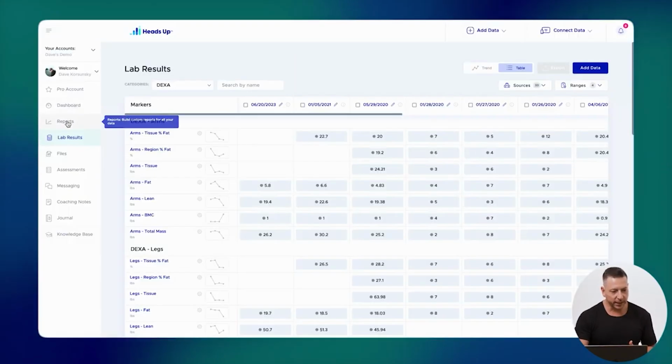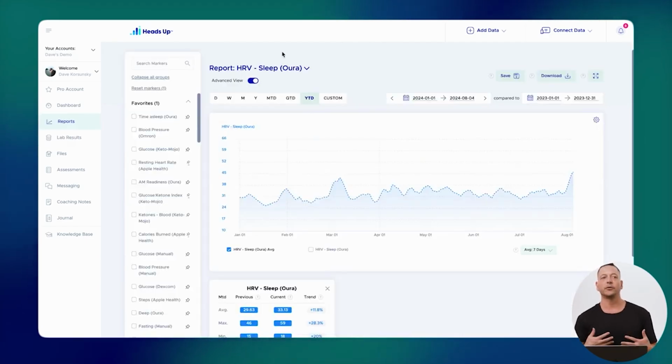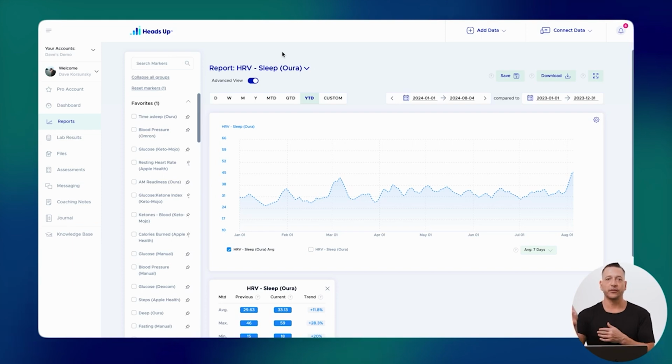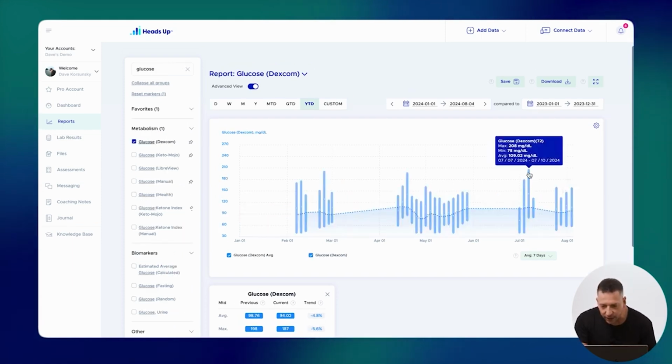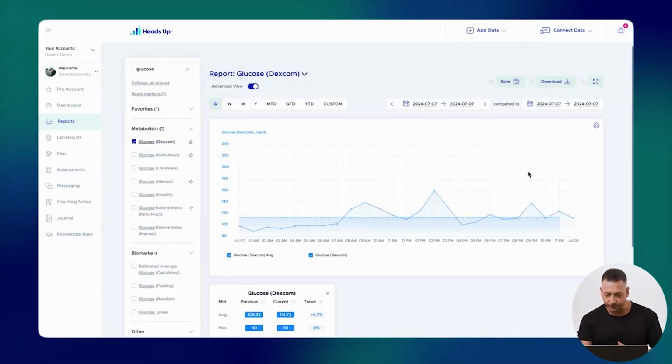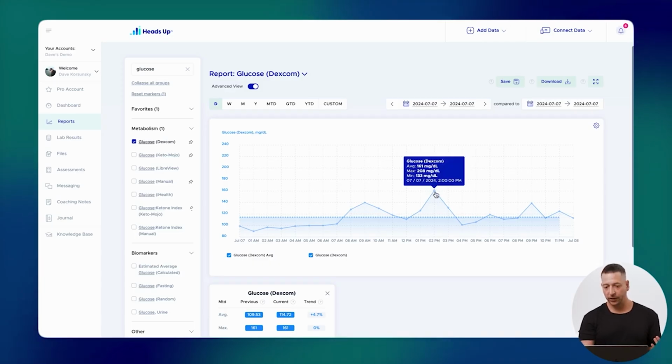The next thing we want to look at is what we call progress reports. And progress reports, that's what's going to let us look at an individual's health over the last month, over the last quarter. You can see here, it looks like this day we hit 208. So that's a day I'm going to want to double click into. And I may want to ask the individual, was there a specific meal that you ate on this day?